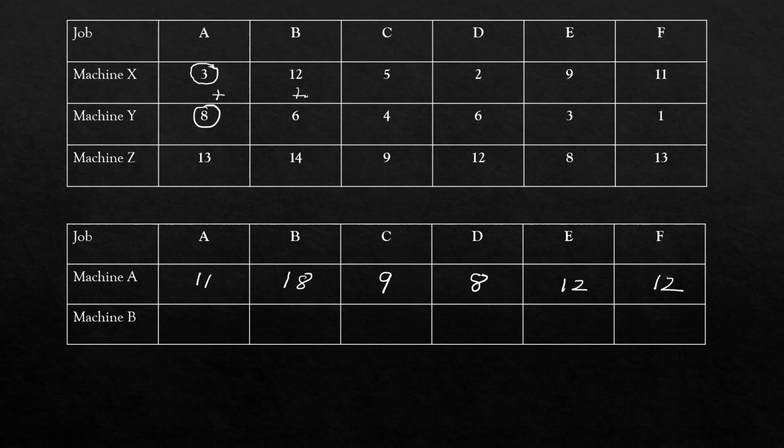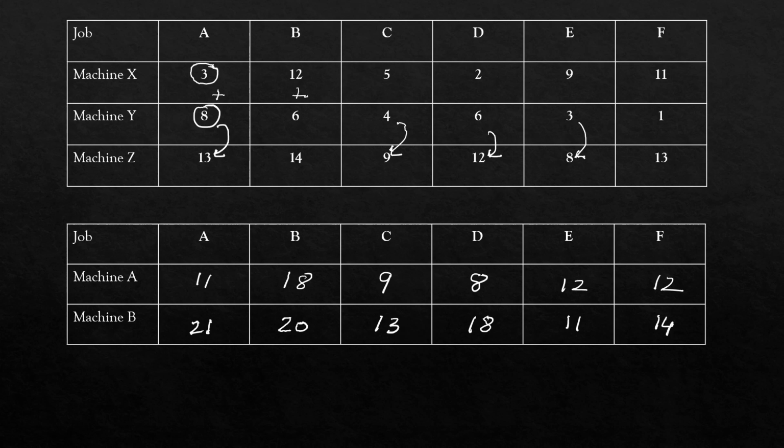Now similarly for machine B, this is 8 plus 13, so 8 plus 13 is 21. 6 plus 14 is 20. 4 plus 9 is 13. 6 plus 12 is 18. Then 8, 9, 10, 11, and 13 plus 1 is 14.